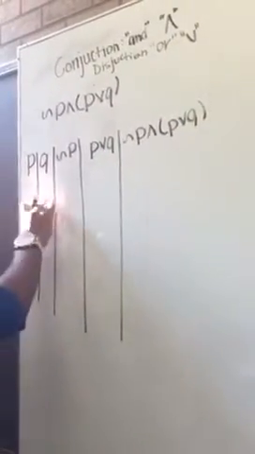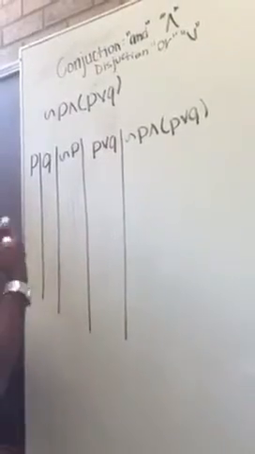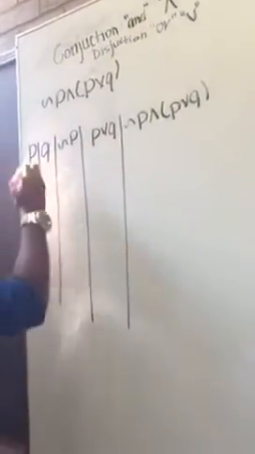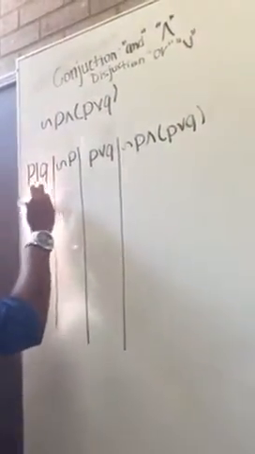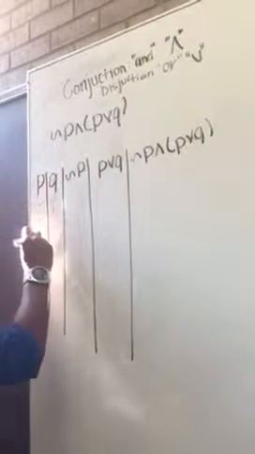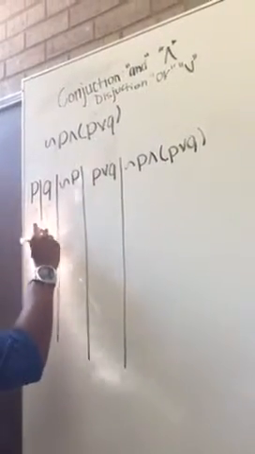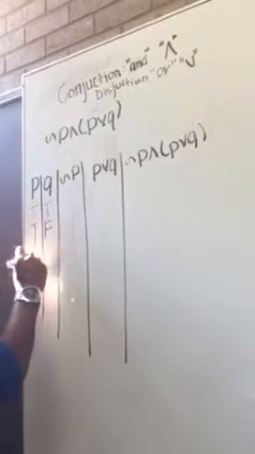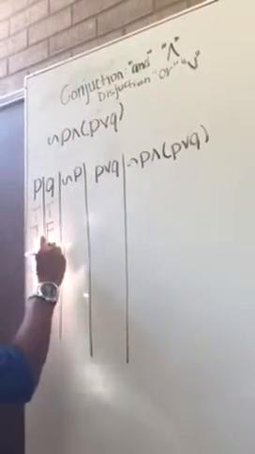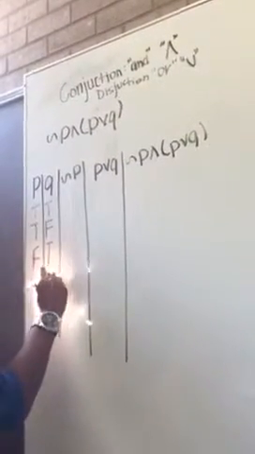You're first going to start off with all the possible things you can come up with for this. So it'll be true and false, and then false and true, and false, false.